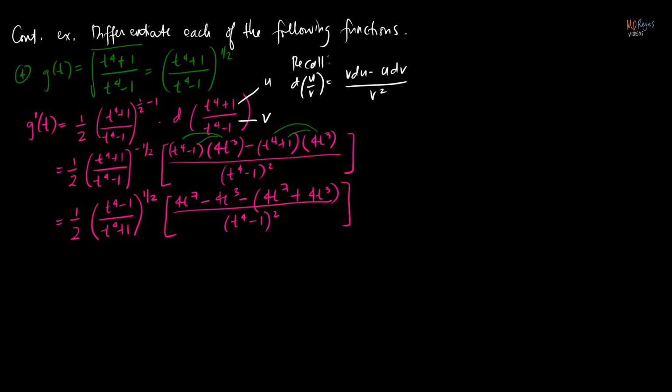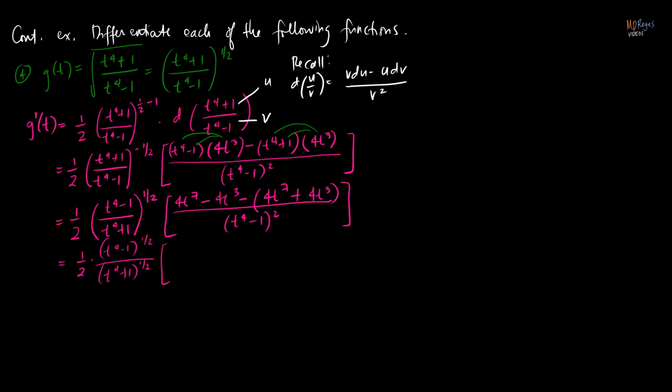Okay, combining like terms. So it's 1/2. Remember that in this expression, t to the fourth minus 1 and t to the fourth plus 1 are both raised to 1/2. So we can just have times t to the fourth minus 1 raised to 1/2 over t to the fourth plus 1 raised to 1/2 also. Okay.